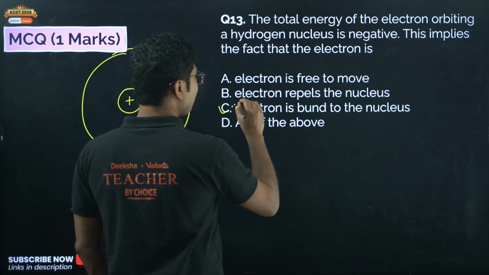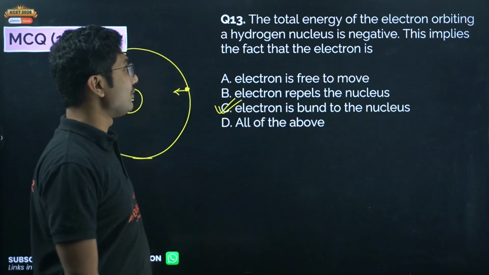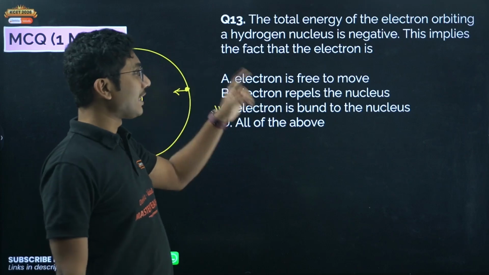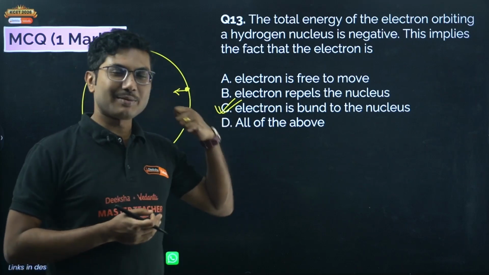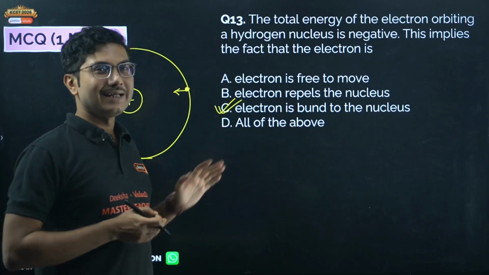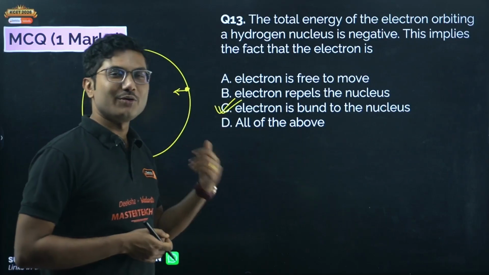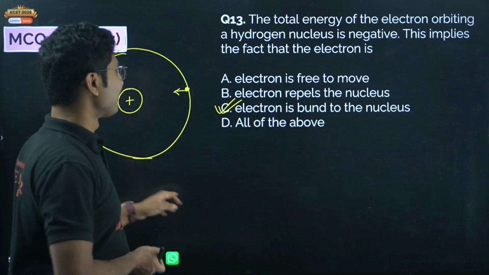So electron is bound to the nucleus. The total energy of electron orbiting hydrogen is negative. That means electron is bound to the nucleus. So it has some money to pay back. So once it pays back that money, it can leave. Otherwise, throughout its lifetime, it will keep on orbiting the nucleus.